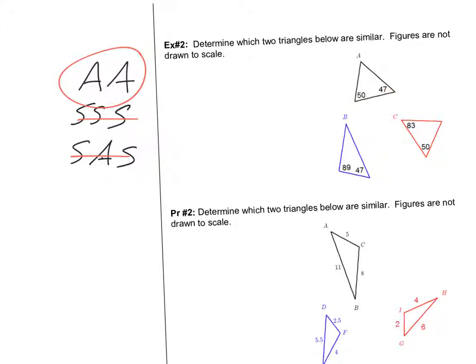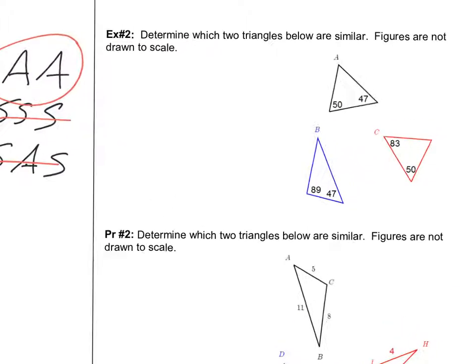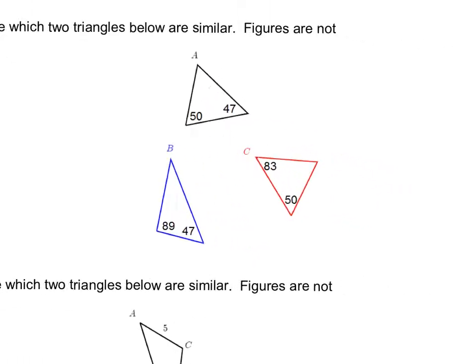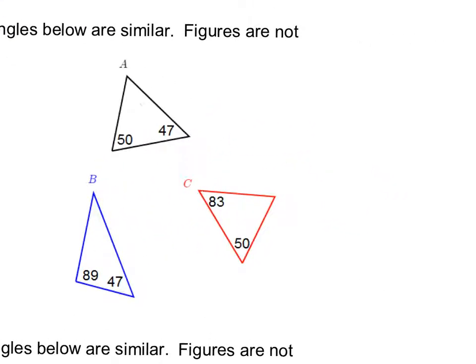I got a 50 and a 47, I got an 89 and a 47, and I got an 83 and a 50. So we have a 50 and a 50, and we have a 47 and a 47, but we don't have two from each triangle. But we do know that all triangles add up to 180 degrees. So a real nice, easy thing that we can do here is we can figure out the missing piece.